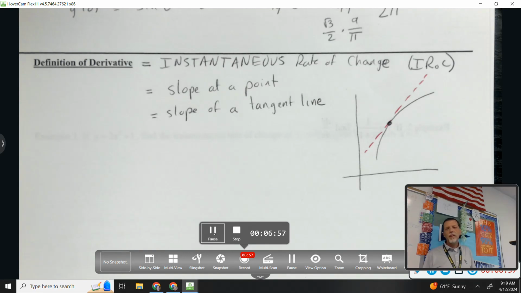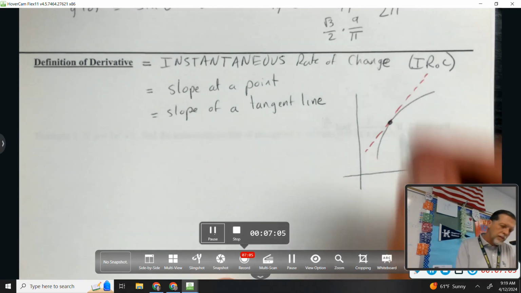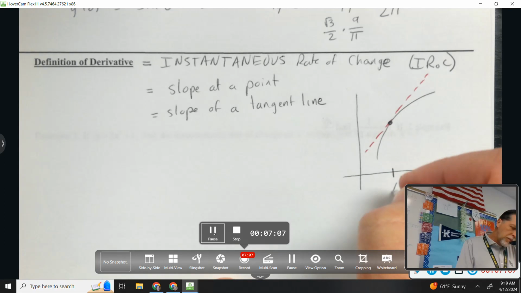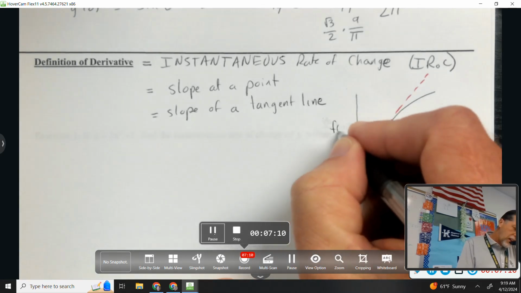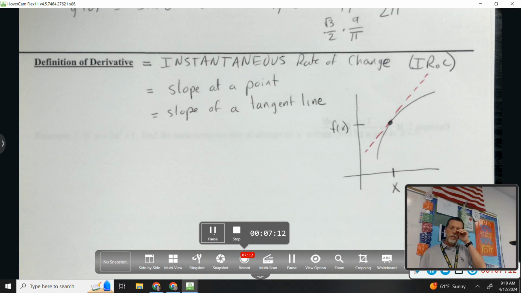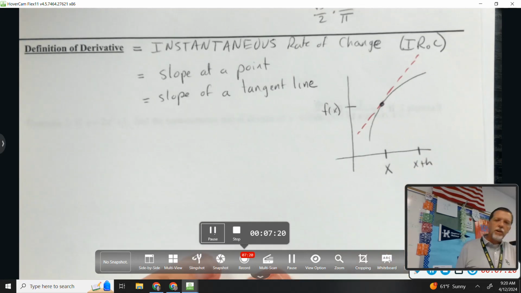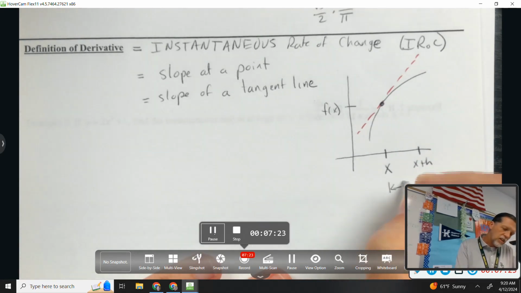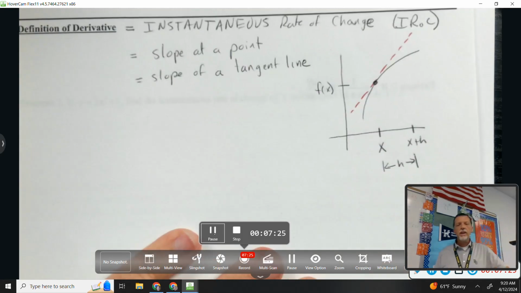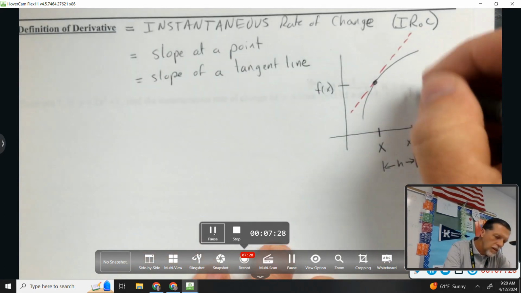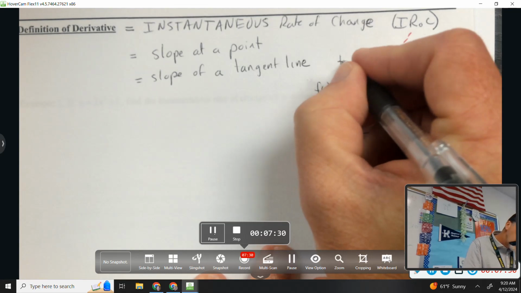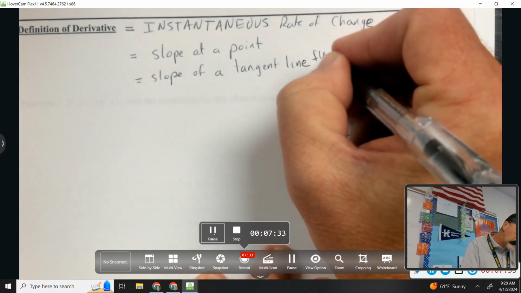Okay, so now we got to figure out some way to find the slope at one point, and yet the slope formula uses two points. So this is going to be a little bit weird. So let's call this x, and this is f of x. And we're going to come some distance away, so we'll come over here and we'll call that x plus h. All right, so we're going h away, which means that y value is f of x plus h.